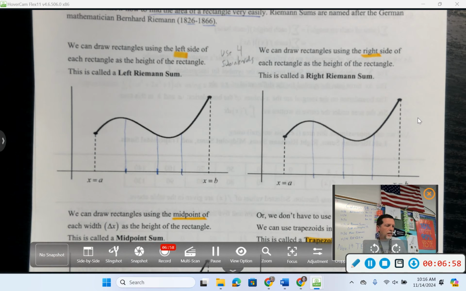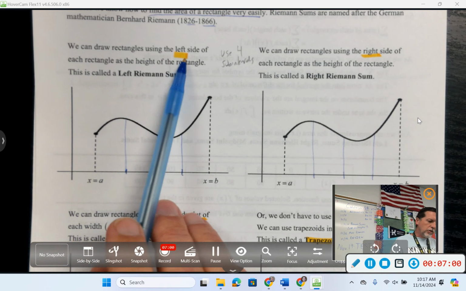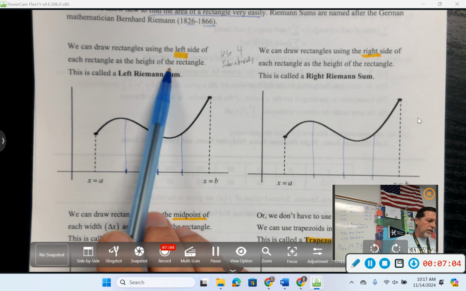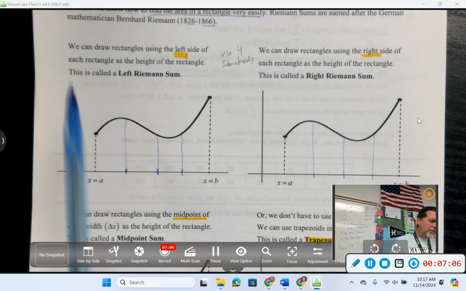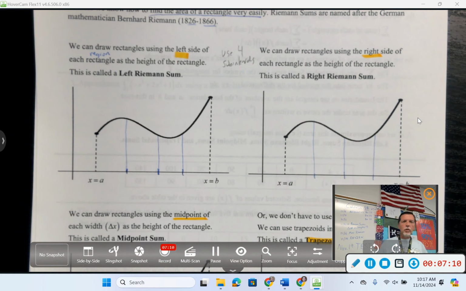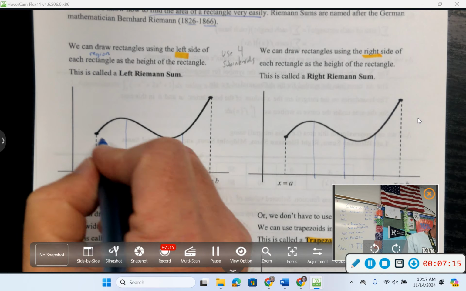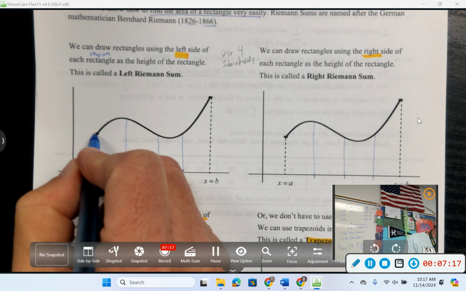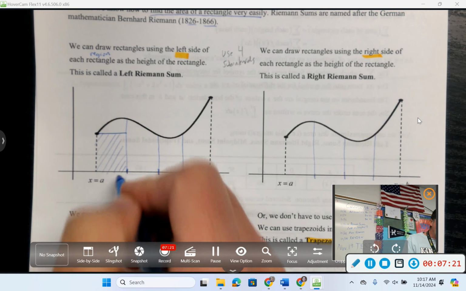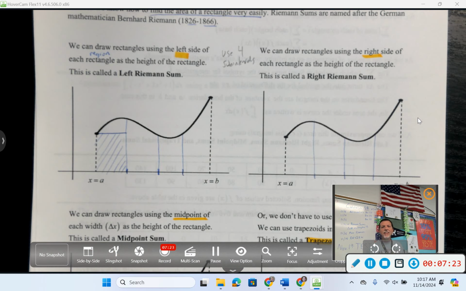Okay, the first one is we can draw rectangles using the left side of each rectangle as the height of the rectangle. I'm going to say the left side of each region. To me, that makes more sense because I've got four regions now. And if I want to use the left-hand height, then I'll come to the left, and there's my first rectangle, because I use the height on the left-hand side of the region.